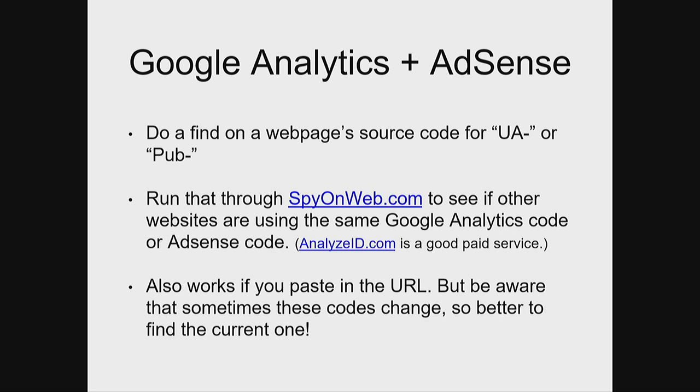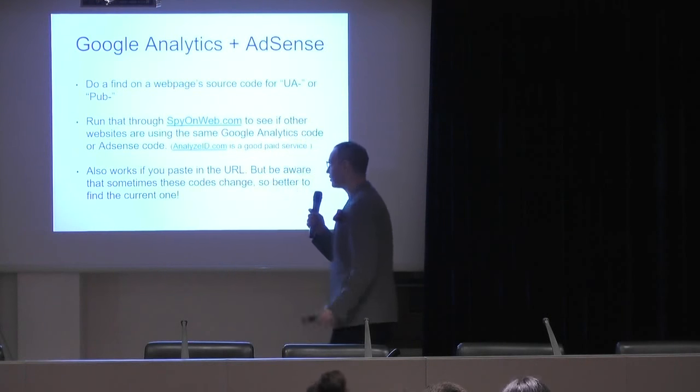And when you sign up for them, you are given a unique ID that will appear in the code you put on your website. So when we look at the source code of websites, we can go and search for Google Analytics IDs and Google AdSense IDs. Google Analytics IDs begin with the prefix UA-. Google AdSense IDs begin with the prefix pub-.